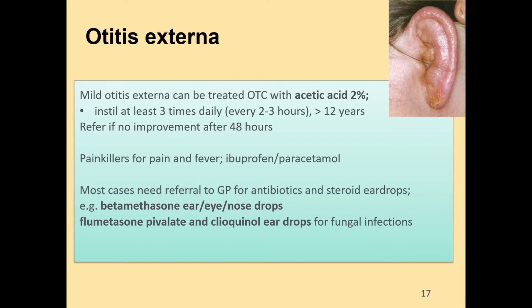But quite often cases do need to be referred for antibiotics and possibly steroid ear drops. So they may be given steroid ear drops such as betamethasone drops, which are suitable for the ear, the eye and the nose, and flumetasone pivalate and clioquinol ear drops can be used for fungal infections.